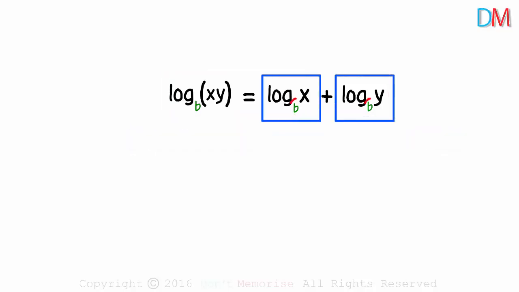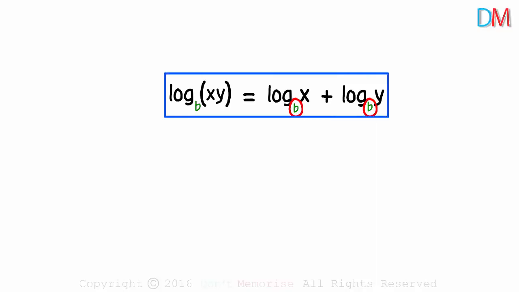When 2 logs with the same base are added, we write the argument as the product of the 2 arguments. The most important thing we should notice here is the base. The base has to be the same. Only then will this rule hold true.